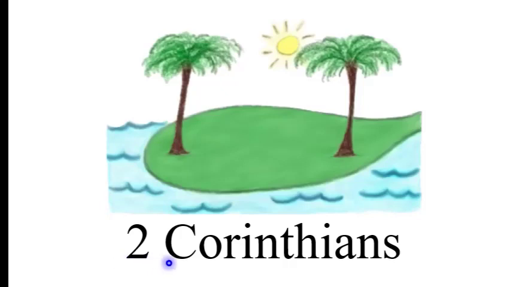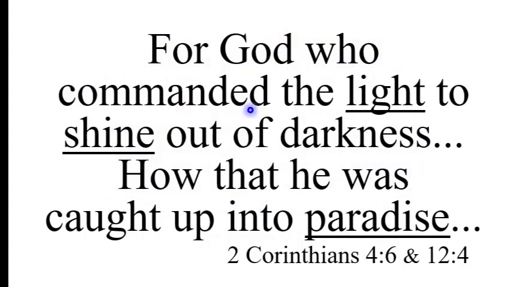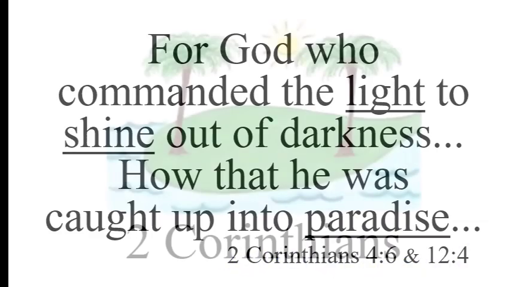The icon for 2 Corinthians is two palm trees with a sun on a peninsula, because the Bible says, "For God, who commanded the light to shine out of darkness, how that he was caught up into paradise." 2 Corinthians 4:6 and 12:4.